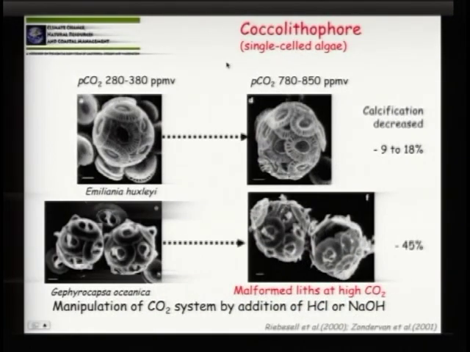And what we find in these experiments is a very striking decrease in calcification rate, anywhere from 9 to 45%, and a deformation of these calcifying organisms. Indeed, some of the organisms actually no longer calcify at all in the high CO2 concentrations.